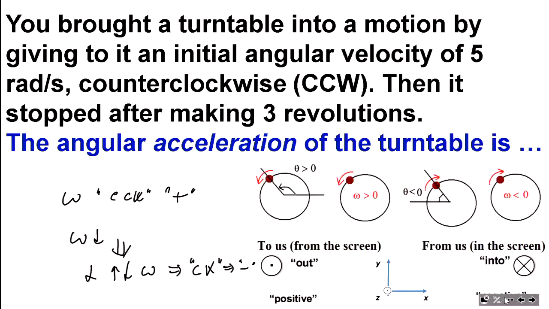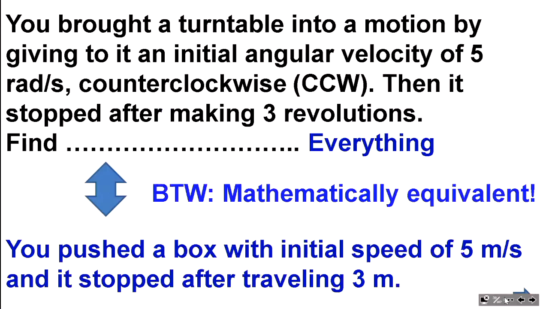draw this symbol, which represents a vector pointing from the screen at you. If you want to use a vector which represents the acceleration in that situation, you have to use this symbol, which represents a vector which points away from you into the screen. And these are, again, just agreements, rules. They just have to be internalized. They don't require understanding. All right.